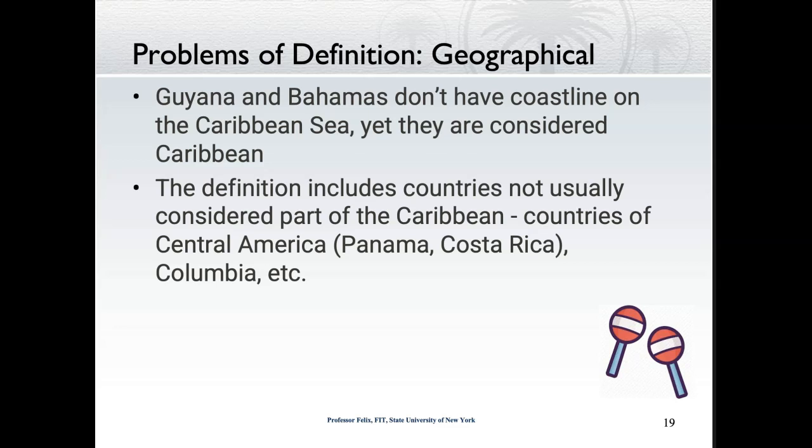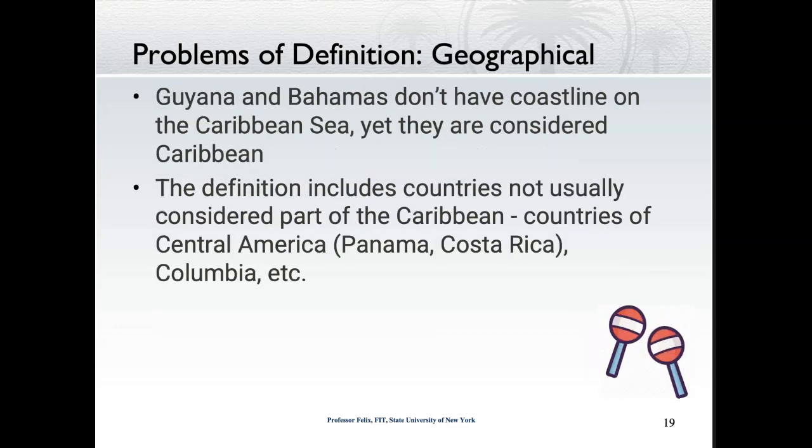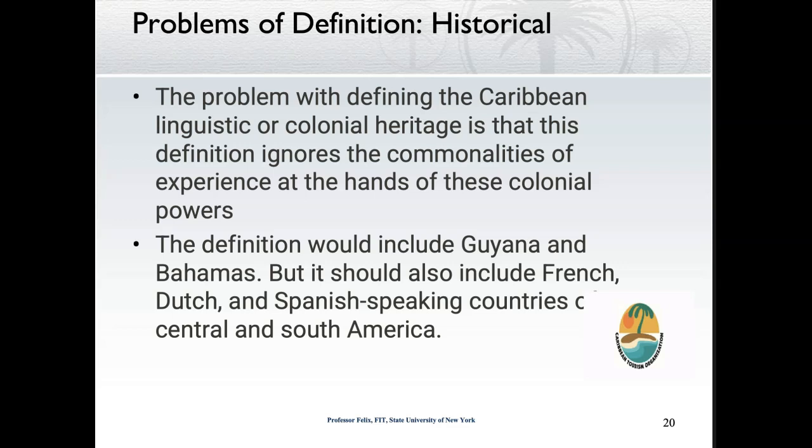So the geographic definition has problems. If we were to use this, Guyana and the Bahamas don't have coastlines on the Caribbean Sea, yet they are considered to be Caribbean, right? And so that's problematic with that particular definition. The definition also includes countries not usually considered Caribbean, such as Panama, Costa Rica, Colombia, etc., if we are to go by the geographic definition. Remember I said the geographic definition means that all of the countries that are washed in some way or touched by the Caribbean Sea. So all of these definitions have some kind of problematic aspect to them.